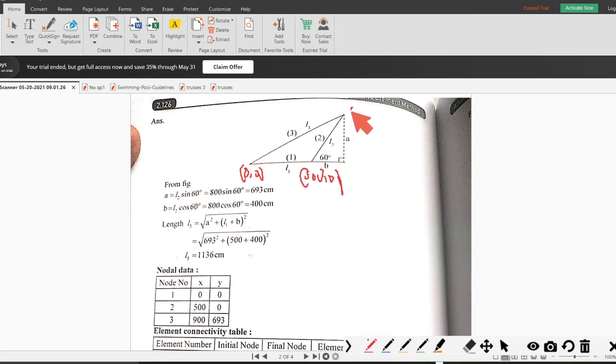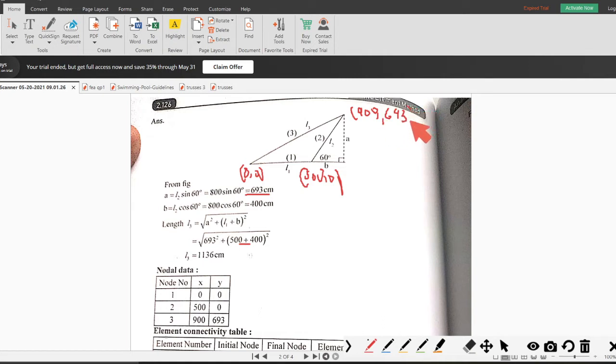And what is the dimension here? Now we can see the distance we got here is L1 plus B, that is 500 plus 400, which is 900. And what is the height? 693. Therefore the coordinates are 900, 693. So that is the distance we got.